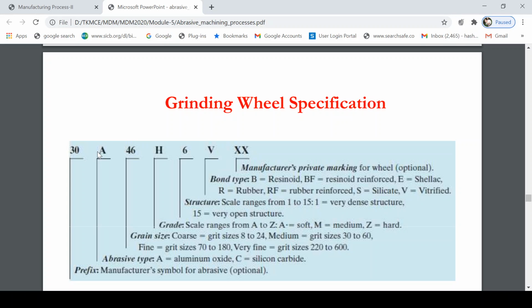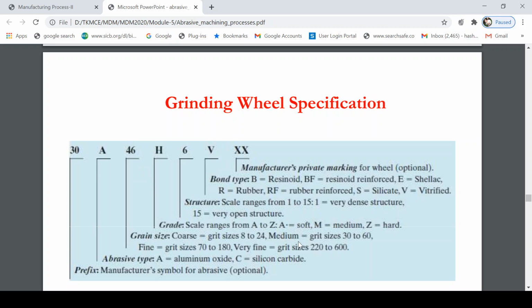If it is silicon carbide, then this will be C. So based on the abrasive material, this will change. That is the second digit. Then comes 46. This is the grain size. If the grain size is between 8 and 24, it is coarse. And if the grit size is 30 to 60, this is medium. Here it is 46. It is between 30 and 60, so the grit size is medium.